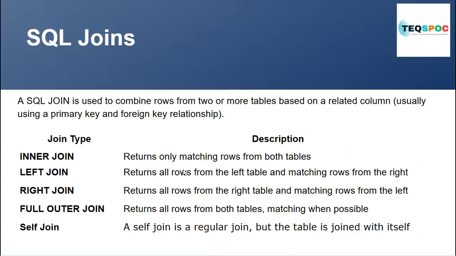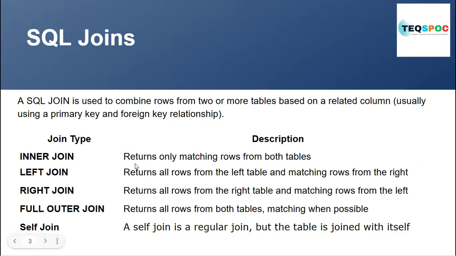So what is basically a SQL join? A join is used to combine the data of two or more tables. Data means data in the rows. So a SQL join is used to combine the rows from two or more tables based upon a related column. Usually we use a primary key and foreign key relationship. In earlier classes, with the help of primary key and foreign key, we were making a relationship between the two tables. We have different types of joins: inner join, left join, right join, full join, and self join.